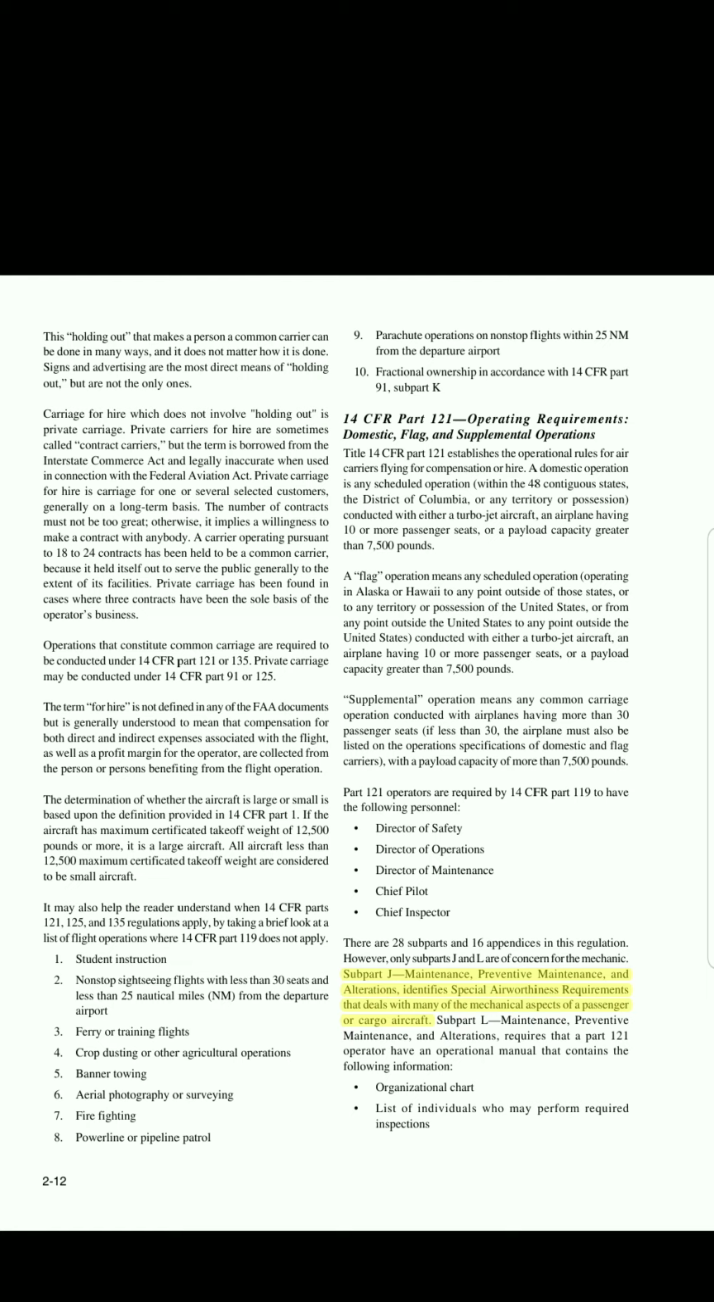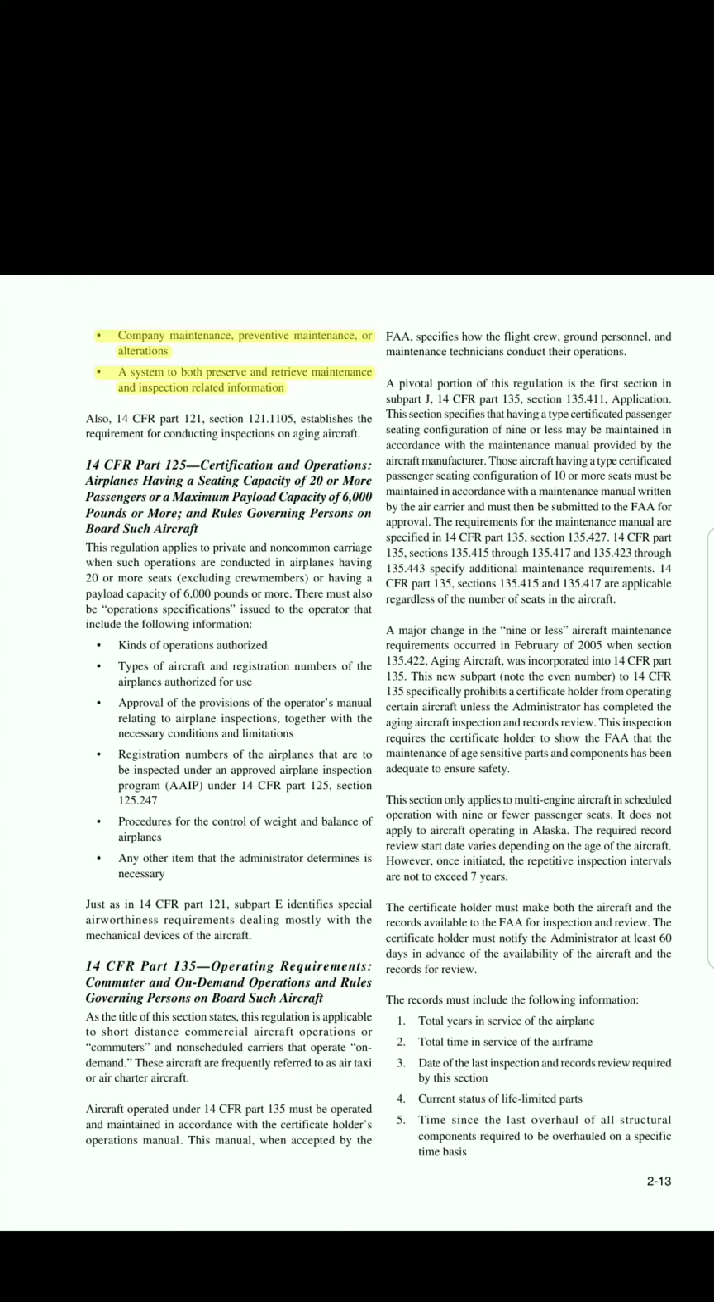Subpart L, Maintenance, Preventive Maintenance, and Alterations, requires that a Part 121 operator have an operational manual that contains the following information. Organizational chart. List of individuals who are authorized to perform inspections. Company maintenance, preventive maintenance, or alterations, and a system to both preserve and retrieve maintenance and inspection-related information. Also, 14 CFR Part 121, Section 121.1105, establishes the requirement for conducting inspections on aging aircraft.